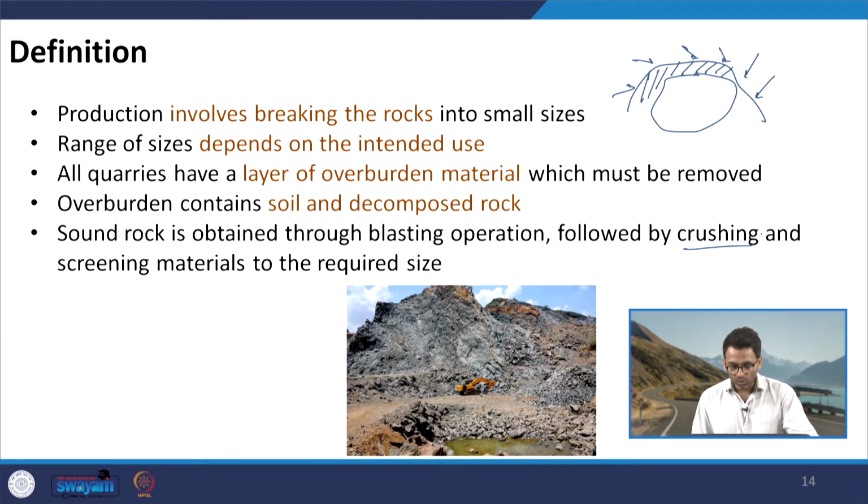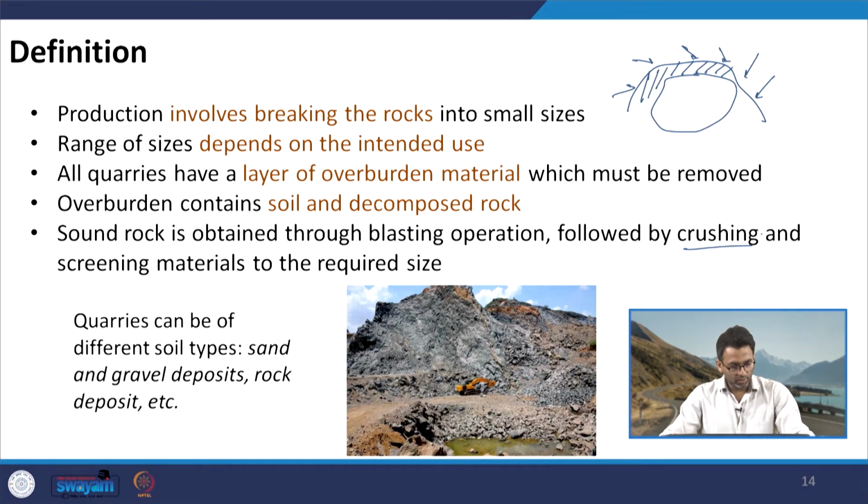This is a typical example of a quarry where you can see that this has a good deposit of rock. This rock is further broken down using blasting operation, and the materials can be dumped in trucks, brought to the crusher, and then crushed and further screened to obtain the required material.